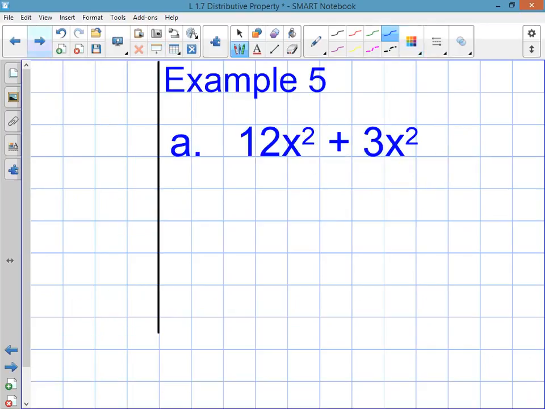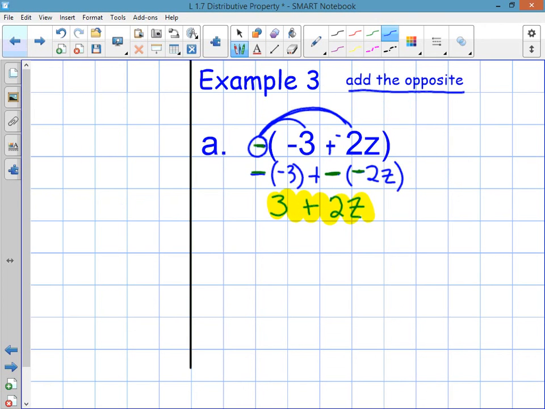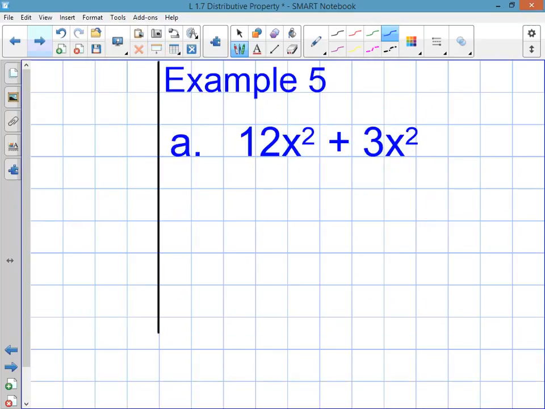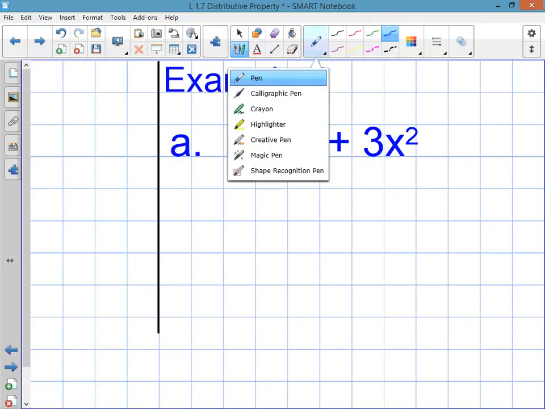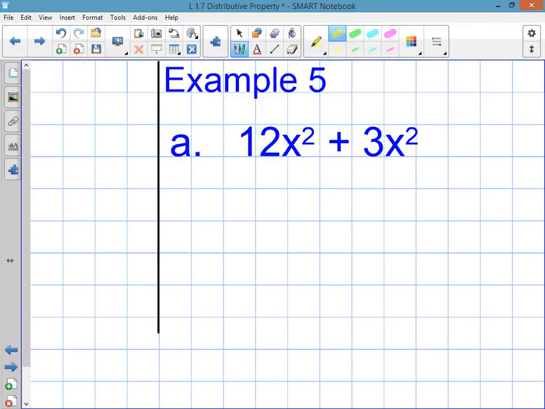Okay, so for this example, example 5, and you'll notice that I've skipped example 4. So make sure you're numbering your notes correctly. Example 5, this is an expression. How many terms are in this expression? You should be answering yourself, and your parents are probably thinking, why are you talking to yourself or talking to the computer? There's 2 terms separated by an addition.